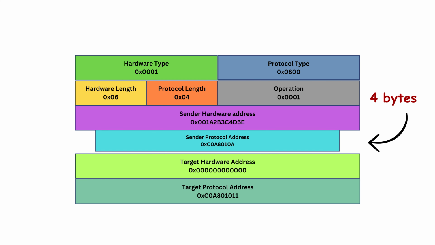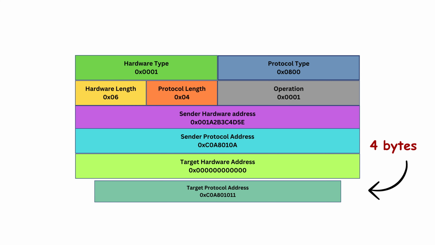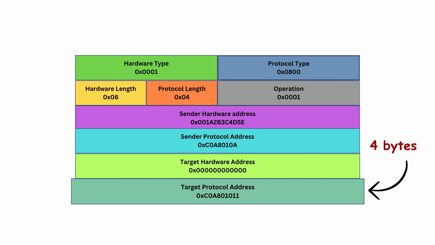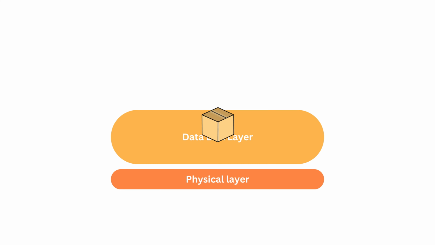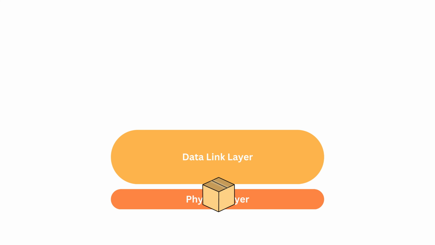Target hardware address. This field is empty for now because the sender doesn't know the target's MAC yet. That's what it's asking for. Target protocol address. The IP address of the device the sender is trying to find. All devices on the network will check this against their own IP to see who should respond. Now that the destination MAC address is known, the frame can be passed to the physical layer.